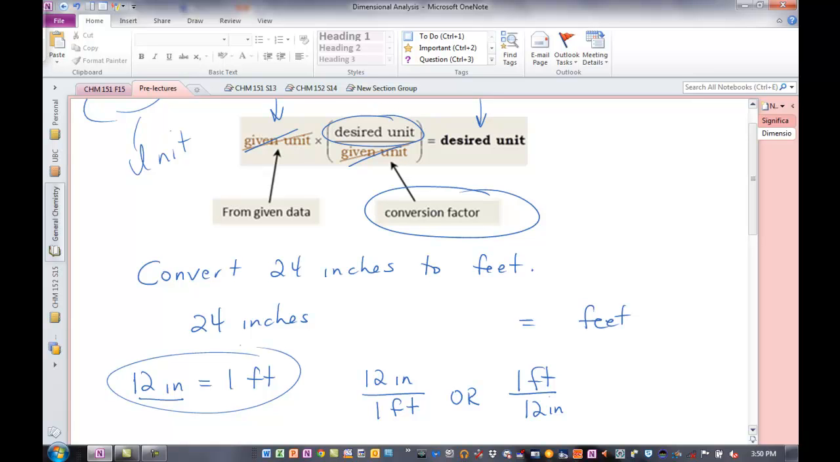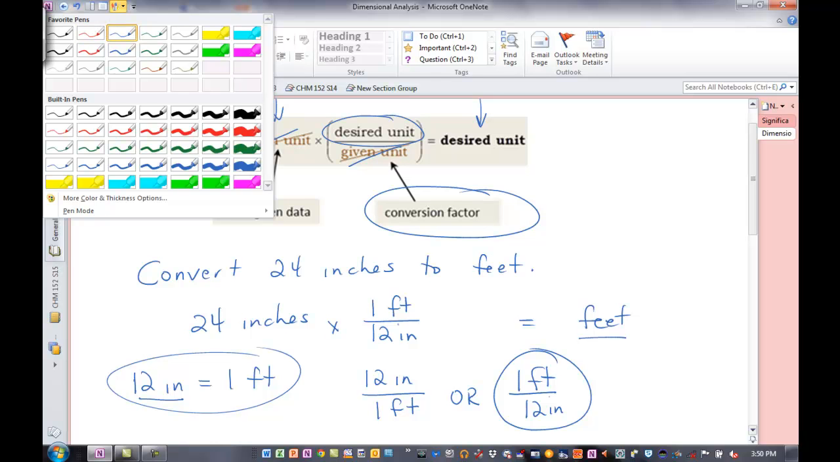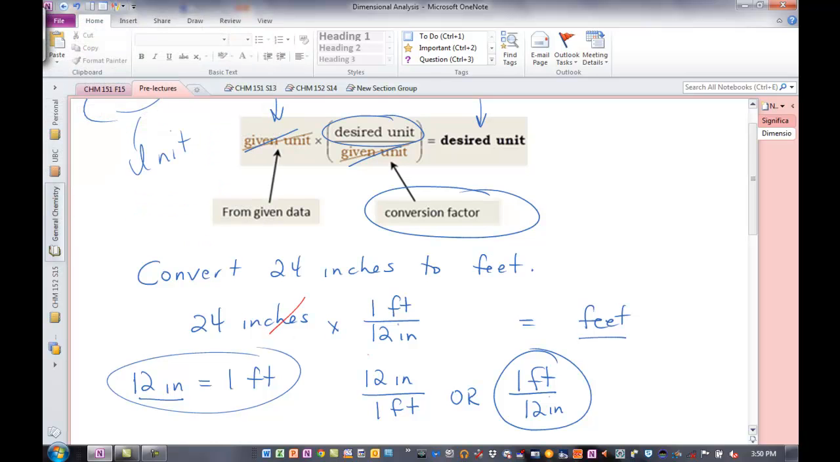Now, we need to decide which of those we want to use. And since we desire the unit of feet, let's choose the one that has feet in the numerator. Okay? So if I write that one in, okay, now I can get a different pen here. My given unit cancels. Unit I'm left with is foot or feet, and it looks like I have gotten to my desired unit. And if we do this calculation, and you knew the answer anyway, 2 feet.